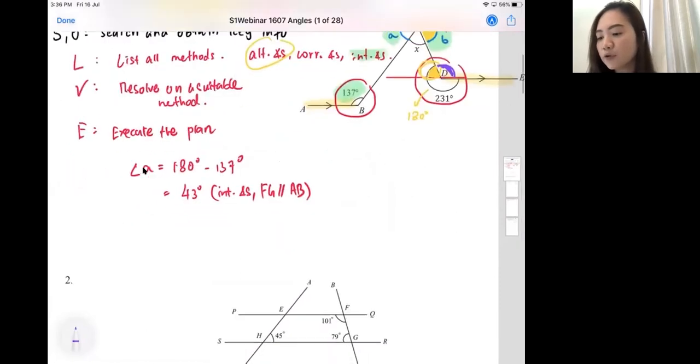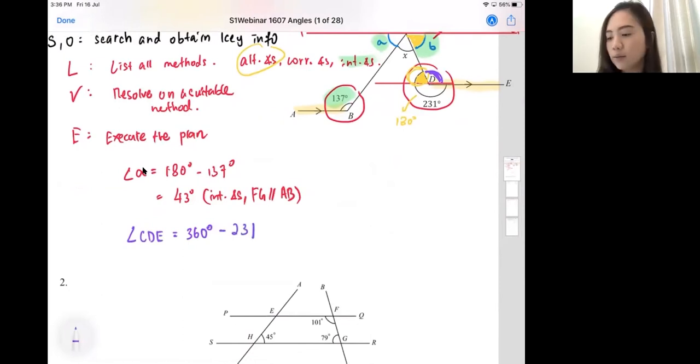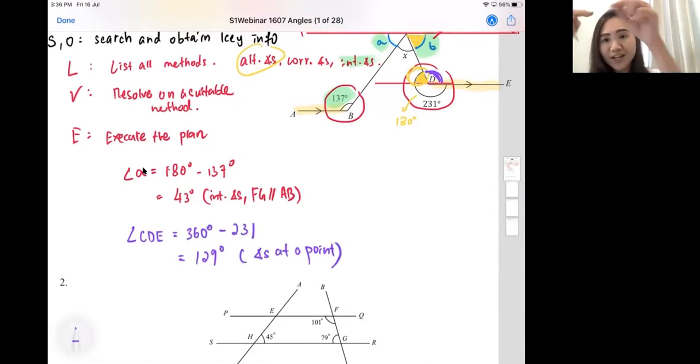So I'm just going to follow the method that Charlie suggested. I'm going to find angle CDE, 360 minus 231. Very good, good job. So angles at a point. They are angles at a point because they add up to 360 and they congregate at a point. It's at a point here, at point D. So that's why it's called angles at a point.